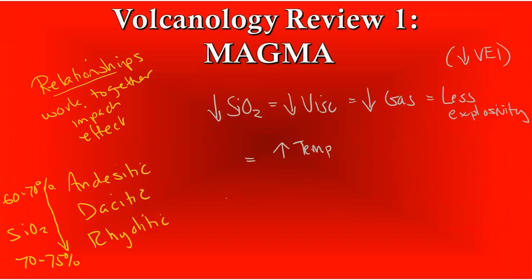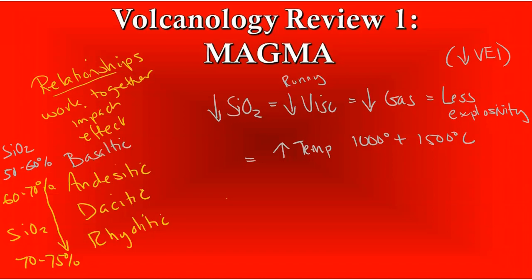So the lower the silica, the lower viscosity, the runnier it is. This is very runny. Equals less gas, so therefore it's less explosive and lower on the VEI scale, and it'll be a higher temperature. So it'll be 1000 degrees plus up to 1500 degrees centigrade. And then this one would be from 50 to 60% silica, so SiO2. This is all silica percentage, and this would be called basaltic.